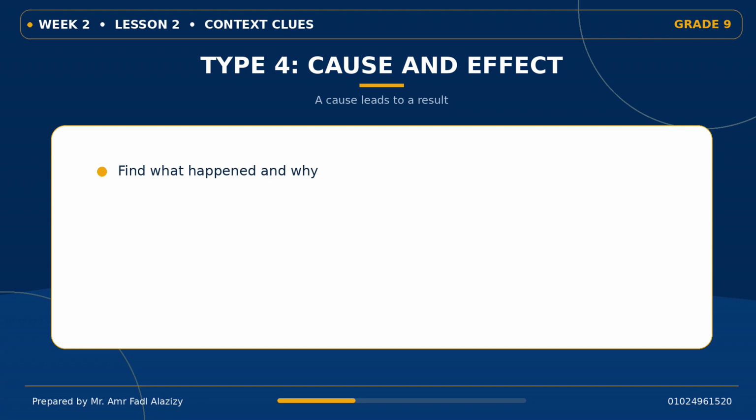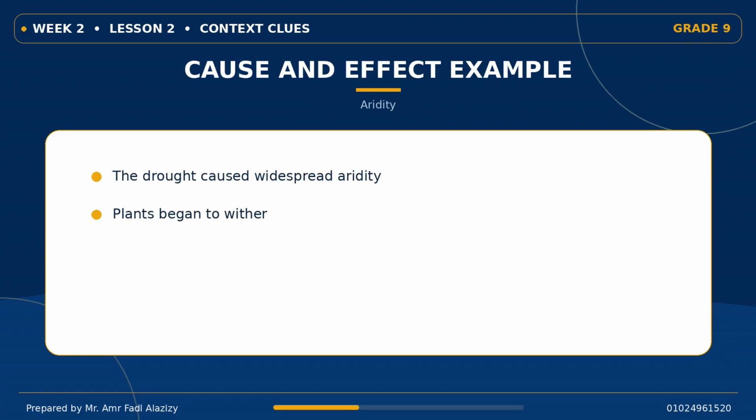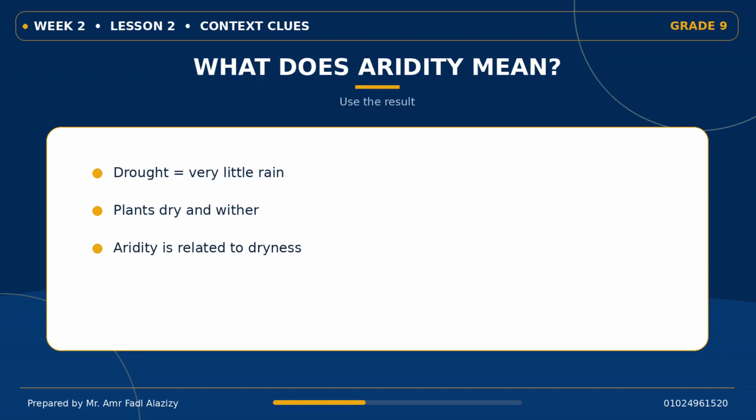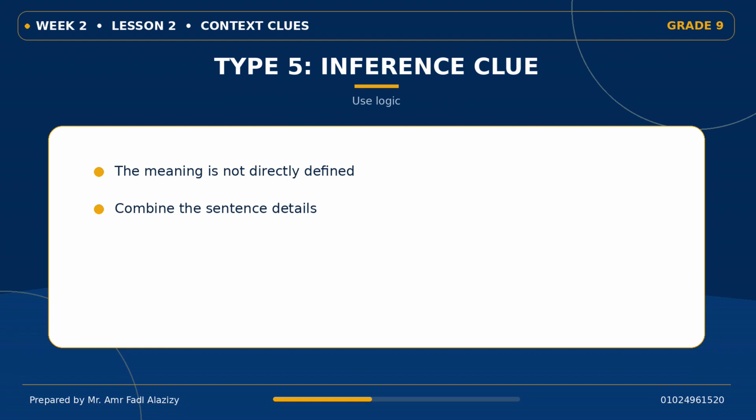The fourth type is the cause and effect clue. The sentence shows a relationship between a cause and a result. For example, the drought caused widespread aridity and plants began to wither. A drought means there is very little rain. The plants began to dry and wither. Therefore, aridity is related to dryness.